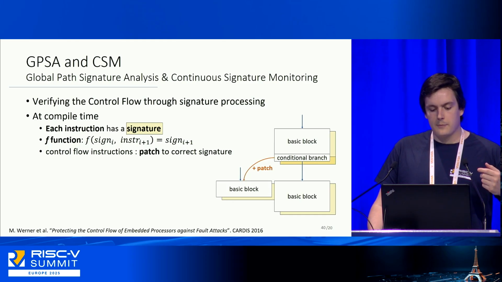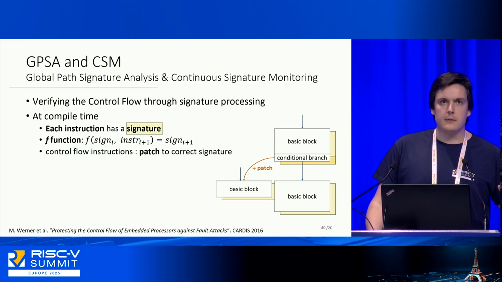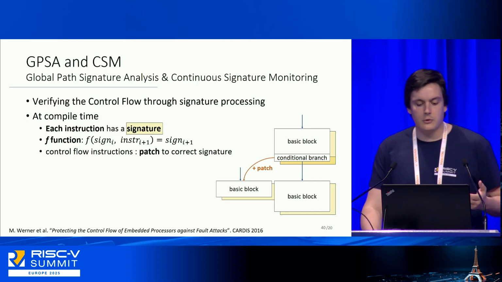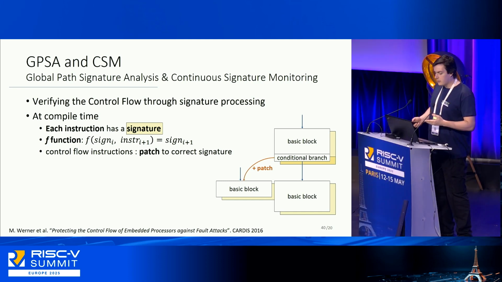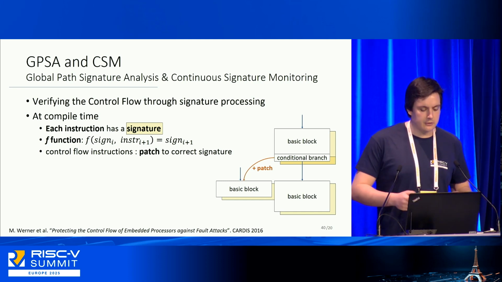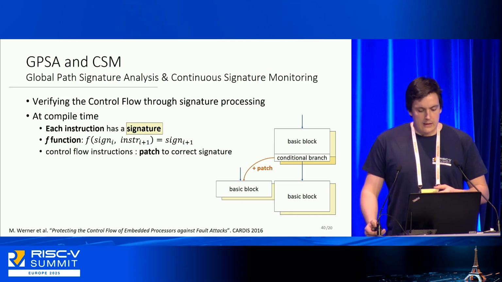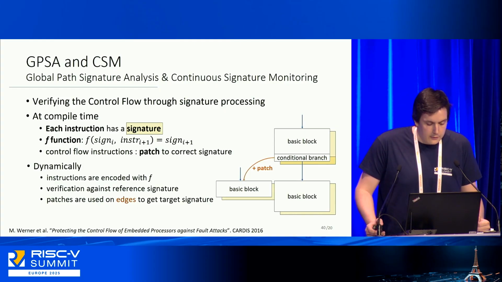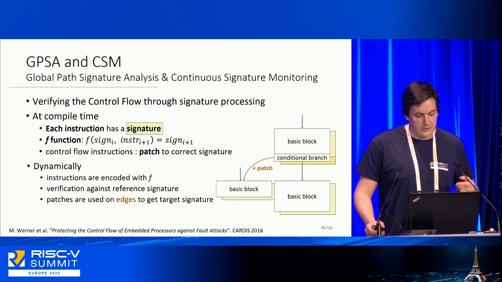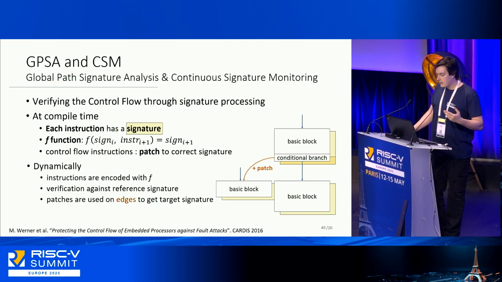We also want to protect normal control flow changes, so we have to protect the control flow instructions with patches to correct their signature to the destination signature. During the execution, a dynamic signature encodes each executed instruction and can be compared to a reference computed ahead of time, and modified with patches when executing control flow instructions.